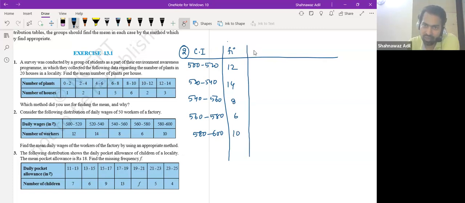Don't use the direct method, guys. If you use that, you would be stuck. So Xi, what is that? Calculate the answer and tell me what mean you are getting.